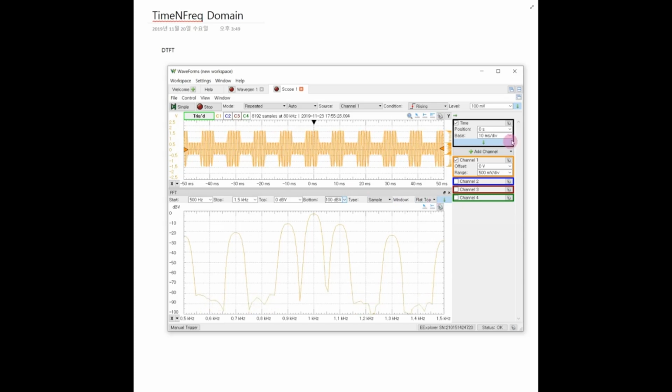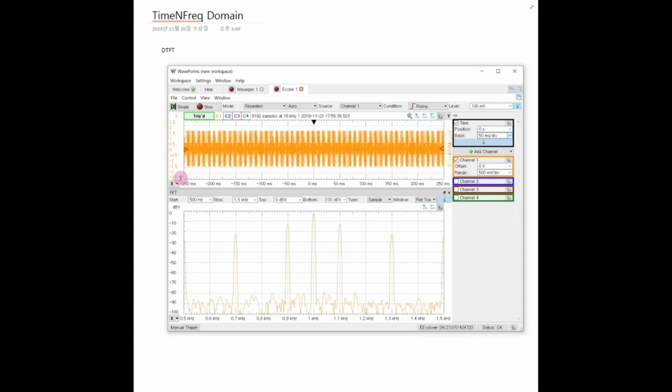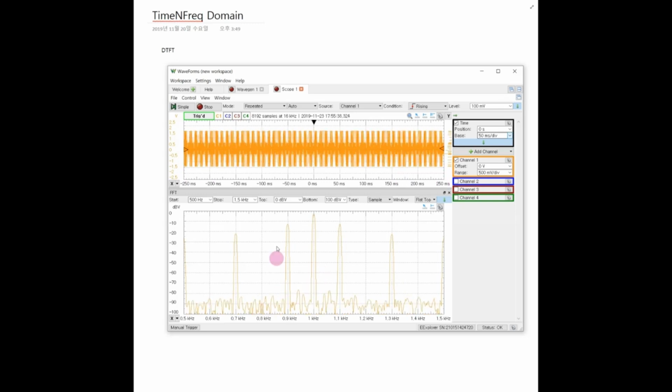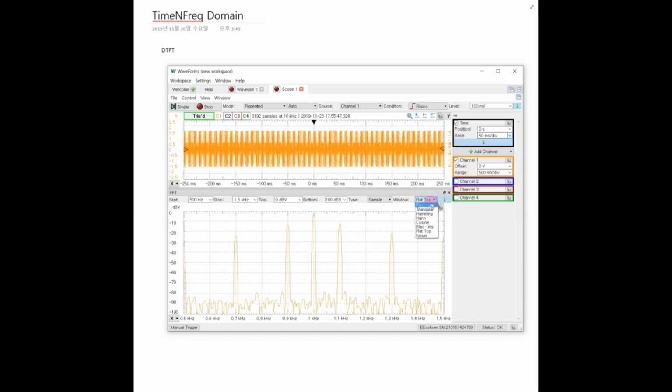If I increase the gating time, at this moment I measure only 100 milliseconds, but if I increase that up to 5 milliseconds, you can see the frequency resolution is greatly increased. Okay, and what about the windowing effect? I said that the windowing are shown here.